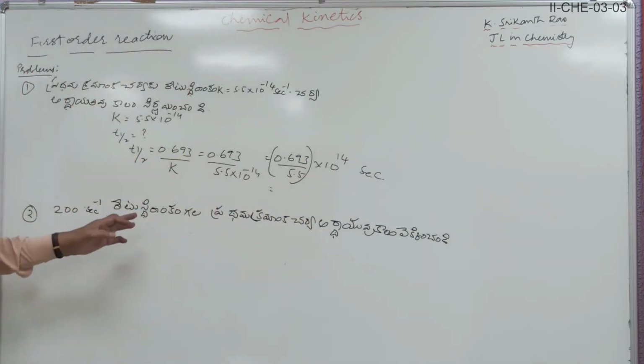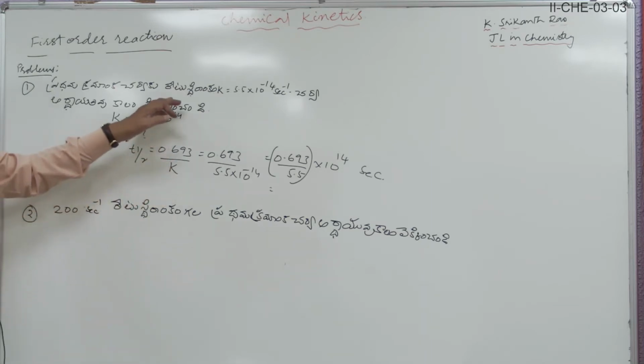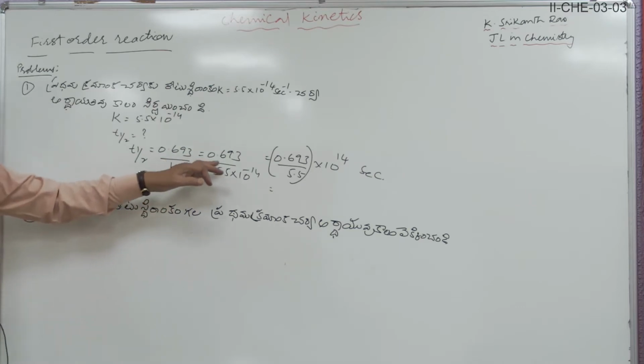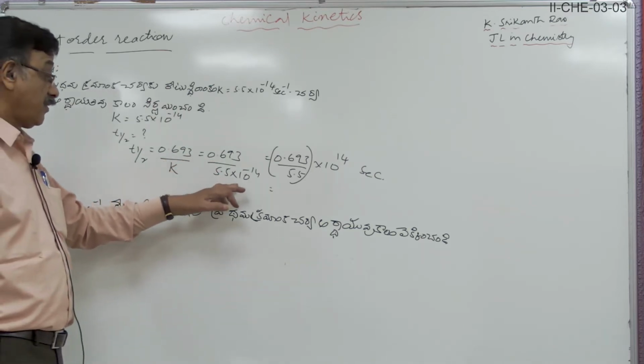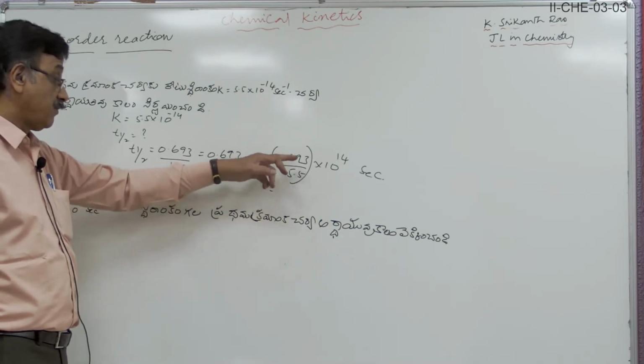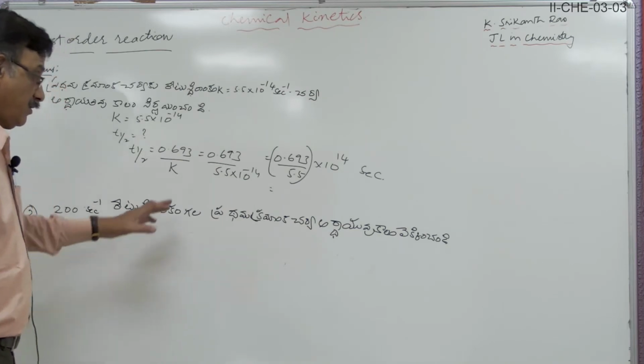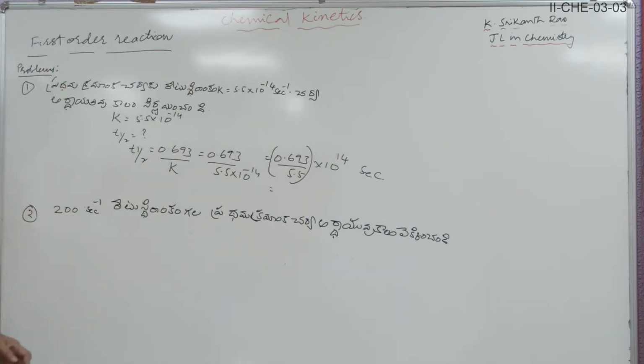So ఈ విధంగా మనం చేయొచ్చు. సో T half equal 0.693 by K. K రేట్ స్థిరాంకం ఇచ్చాడు కాబట్టి 0.693 by K 5.5 10⁻⁴ సబ్స్టిట్యూట్ చేసినప్పుడు సో 0.693 by 5.5 10⁻⁴. దీన్ని సింప్లిఫై చేస్తే మీకు వాల్యూ వస్తుంది. అది ఇంటూ 10⁻⁴ seconds. Right? So that is the answer.